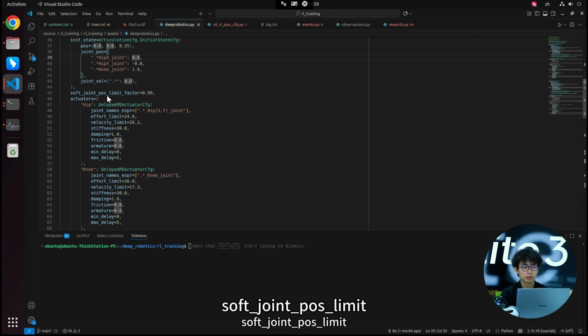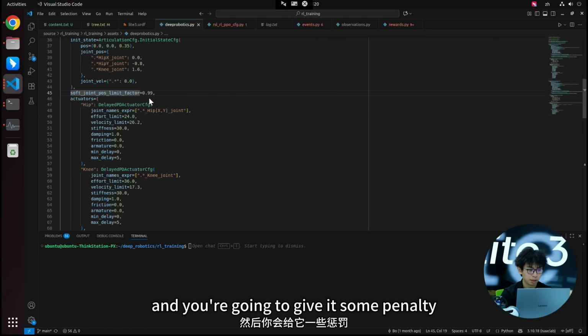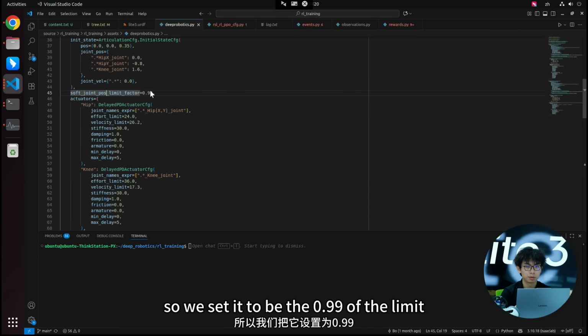Soft joint pose limit. This one is, so it has a joint pose limit, right? You can define at what point it reaches the limit, and you're going to give it some penalty. So we set it to be 0.99 of the limit.